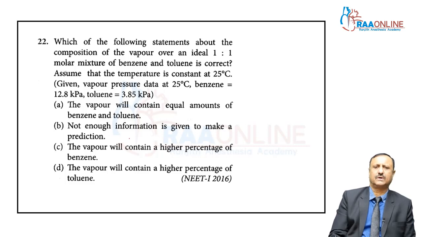My dear students, the option that not enough information is given to make a prediction is wrong, and the vapor will contain a high percentage of benzene. Yes, this is the correct answer, because here the vapor pressure of benzene is 12.8 kPa and of toluene is 3.85. When the vapor pressure is higher, you get more vapor, which means the vapor will contain a higher percentage of benzene.